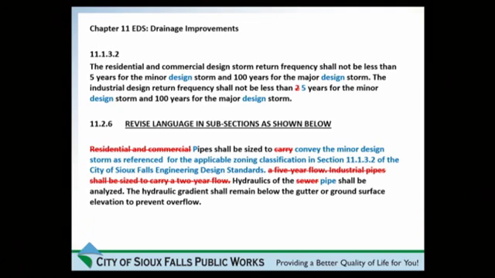Next section, 11.2.6. This is basically a housekeeping item, essentially taking what was stated in the previous section. It was repeated basically in this section, just referring to that previous section. So that is basically the main change, if you see the strike and language additions there in that section, that's the purpose of that.